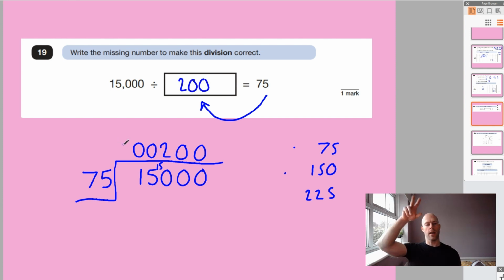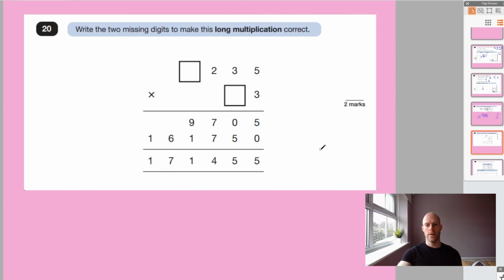Quick 2-second check. 15,000 split into 200 groups. Does 75 sound about right for that? Yeah, absolutely great. If we had a number bigger than 15,000, or we had a really, really small number like 4, we could quickly check it and we'd know whether we were right or not. So does it make sense in your mind? Yes, it does. I despise missing number problems. I really do. But here we are.